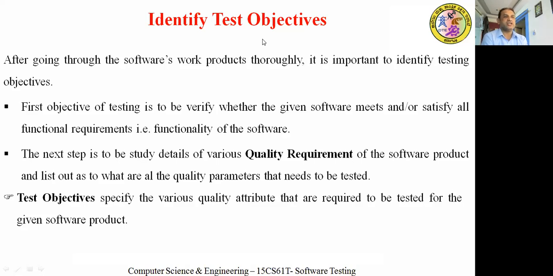Then the test objectives specify the various quality attributes that are required to be tested for the given software product. So for the test objective, first of all, we identify the functional requirements, the functionality of the software, that we test. Then we identify the quality parameters, the quality requirements. The conclusion is that the test objectives specify the various quality attributes that are required to be tested for the given software product. That is what we do in the second step, identifying the test objectives. Yes, continue.